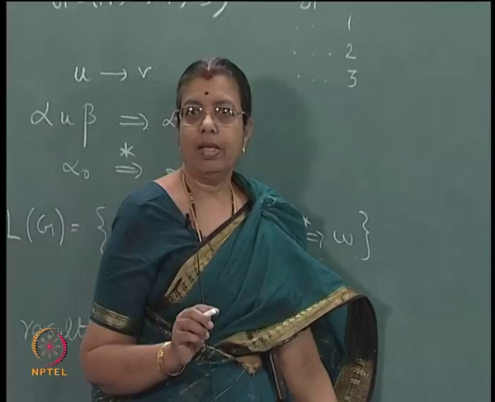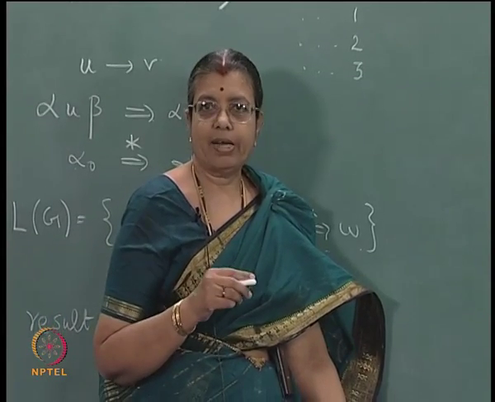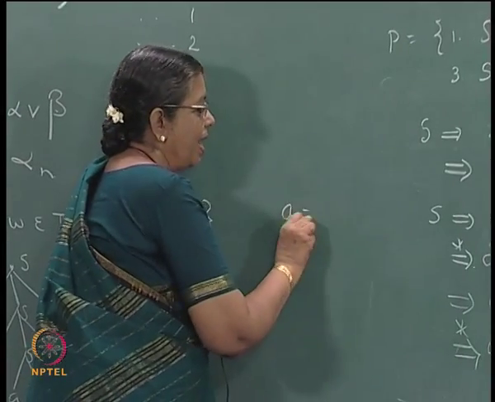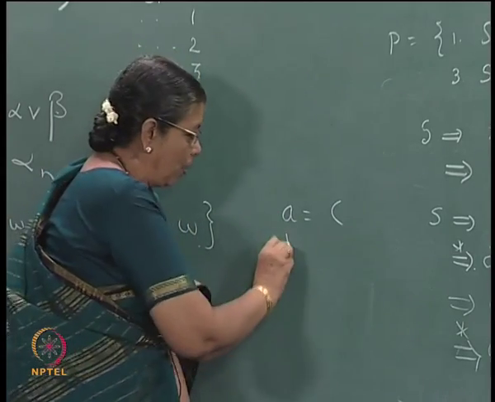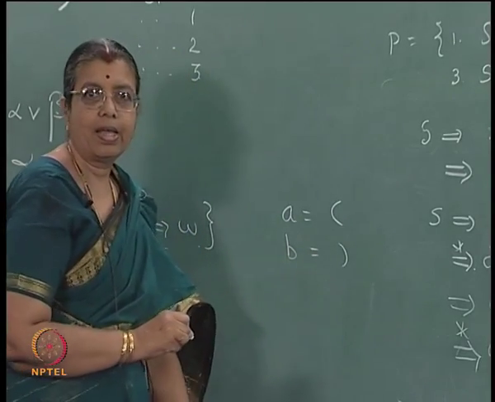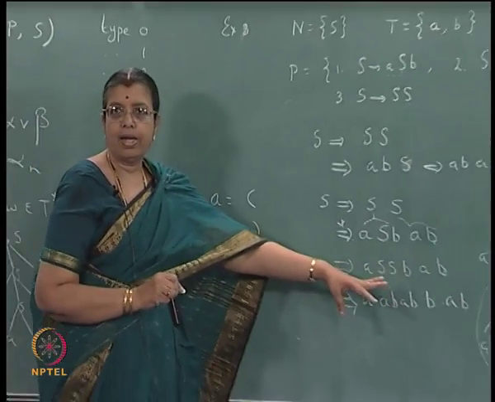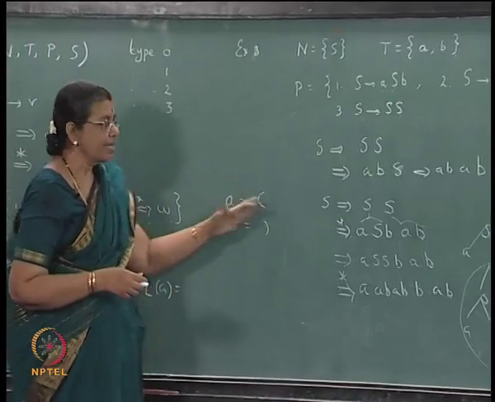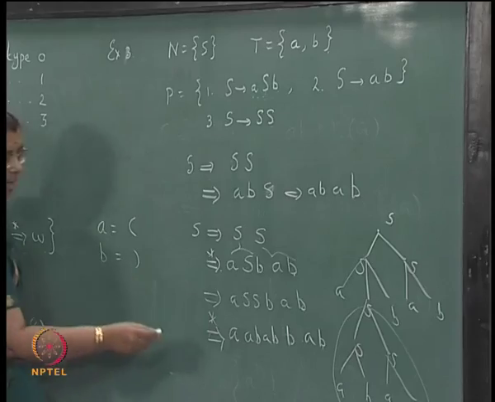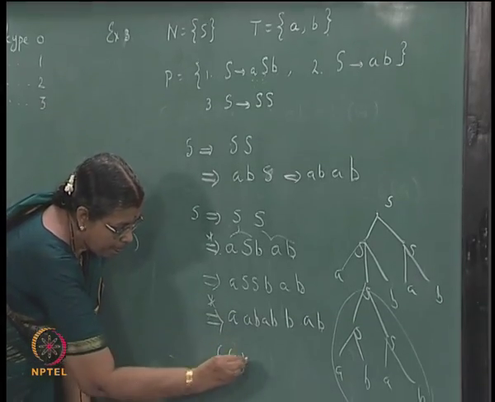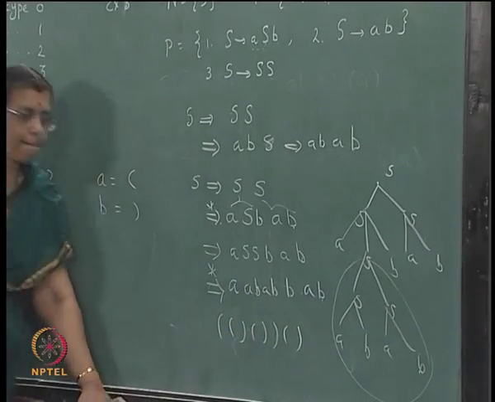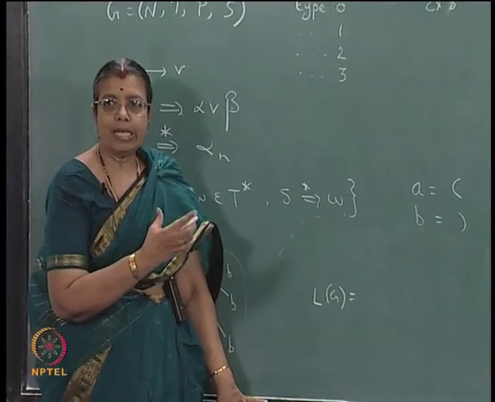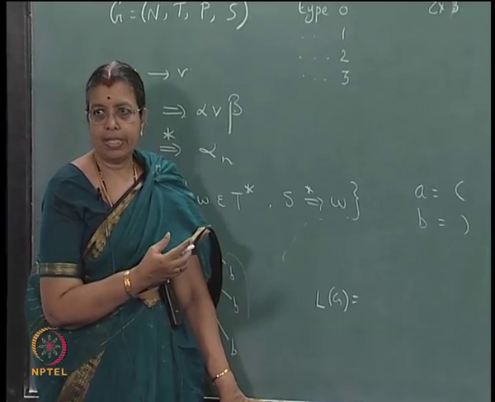Not only that, there is some more feature. What is that feature? If you look at A as a left parenthesis and we look at B as the right parenthesis, what does that mean? It is a well balanced string of parentheses. If you look at A as a left parenthesis and B as the right parenthesis, this string will be well balanced. So, any well formed string of parentheses will be generated by this grammar.